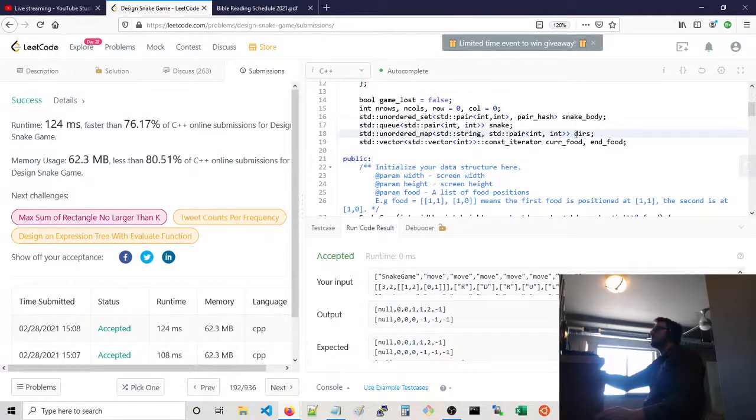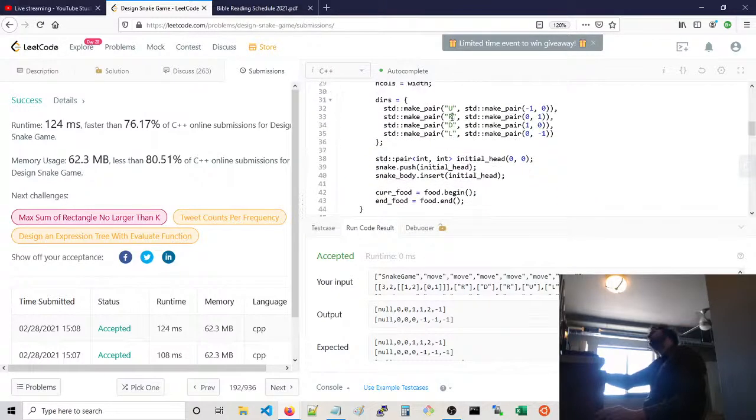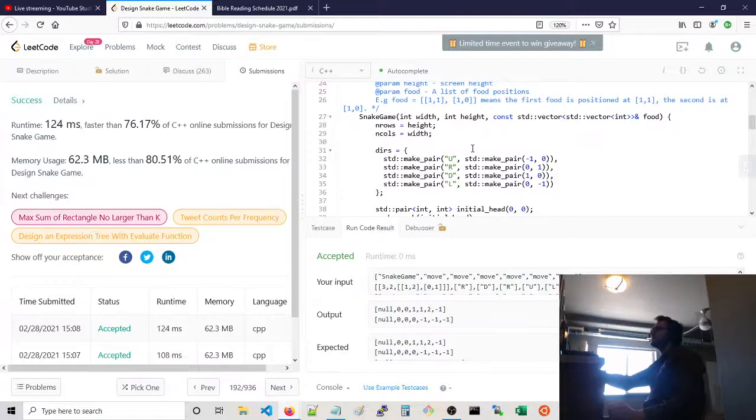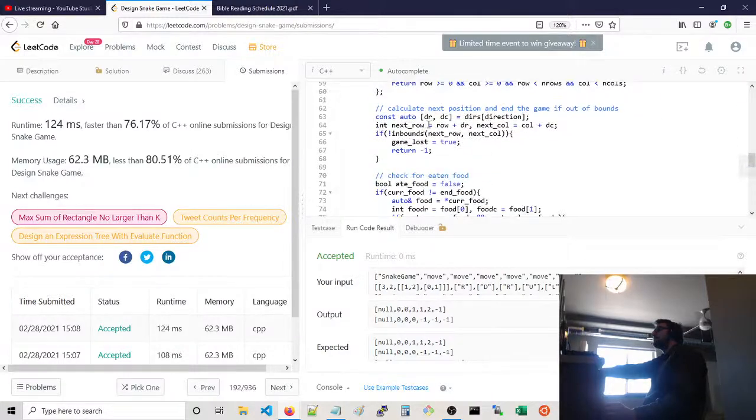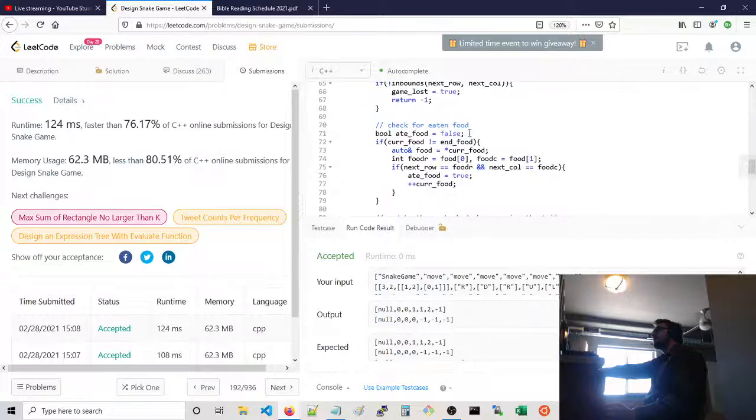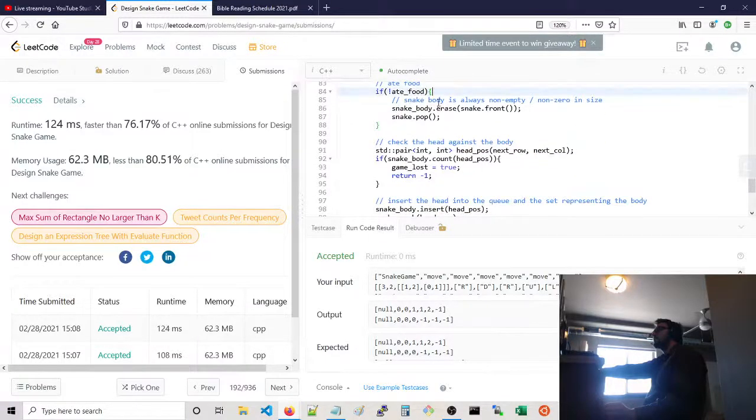Maybe this map for the directions could be faster somehow. I don't really know. Character map instead of string map. Maybe the manipulation that I'm doing with the pairs could be different also. These manipulations, because there is a bit of creating pairs and removing pairs. Yeah, manipulating pairs.